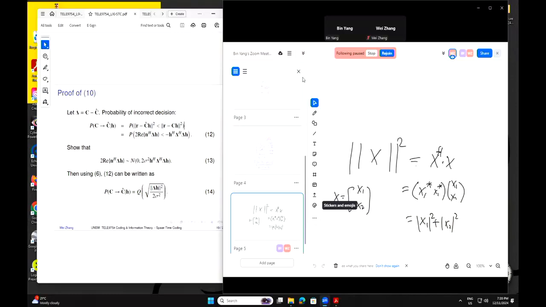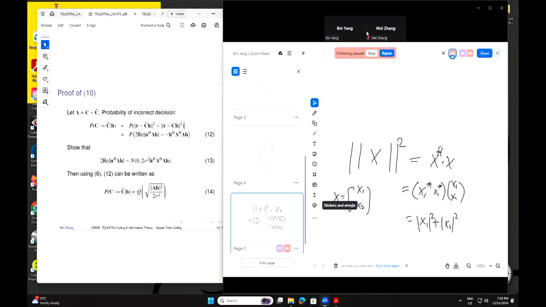If you can follow this derivation: firstly, x is a column vector, and the elements x1, x2 are both complex. That's why I use x Hermitian times x, as Hermitian is the transposition and then conjugate. So x1 star, x2 star times x1, x2 equals this. This is called norm square. No question, right? Okay, good.